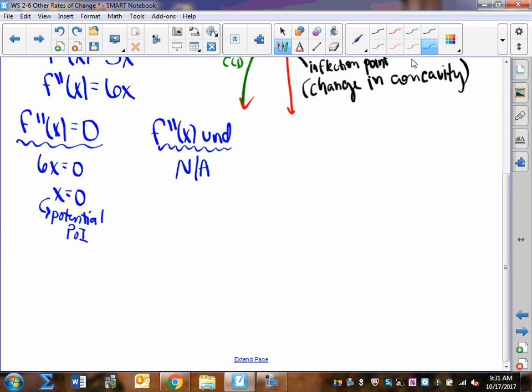Okay, and again, we're going to do a number line test, but now with our second derivative. It's extremely important that you label that as your second derivative, especially when you get to problems where you have to do your original, your first derivative, and your second derivative. It's a lot. And the only one we're testing here is 0.